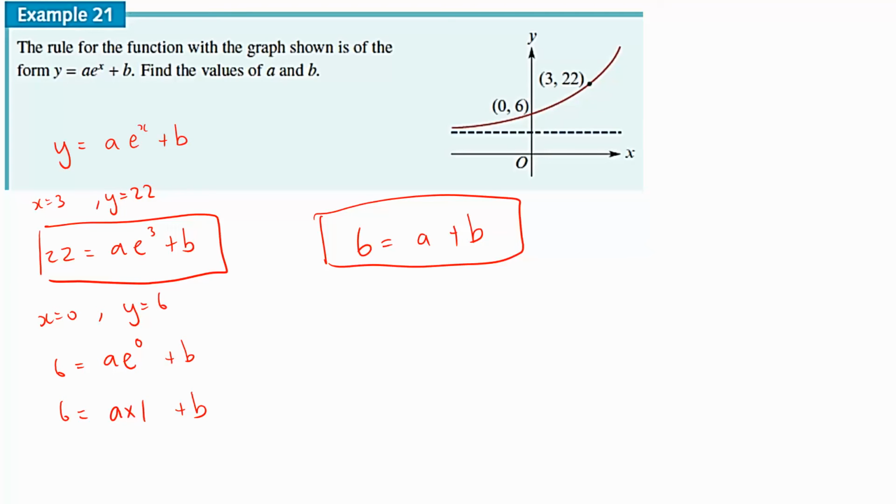Question is, how are we going to solve this? So you've got 6 equals a plus b, and 22 equals a e to the power 3 plus b. Two equations, 2 unknowns. What are we going to do?